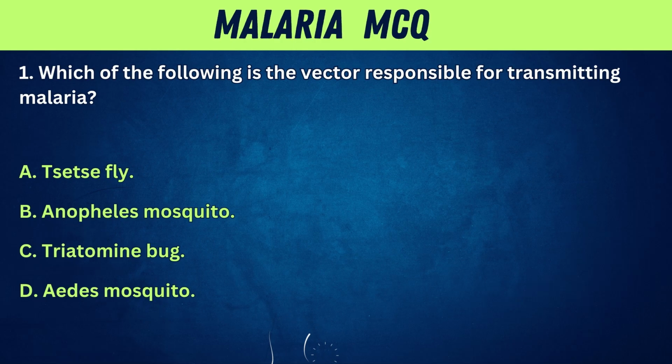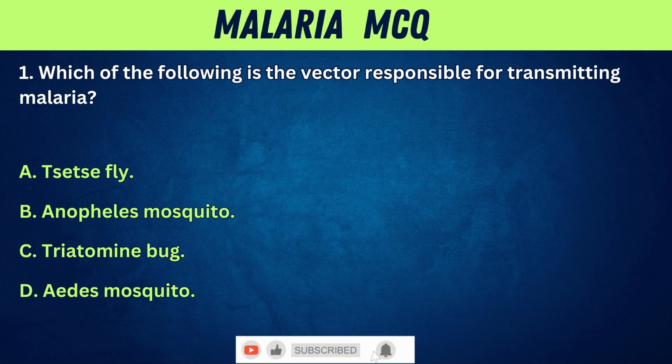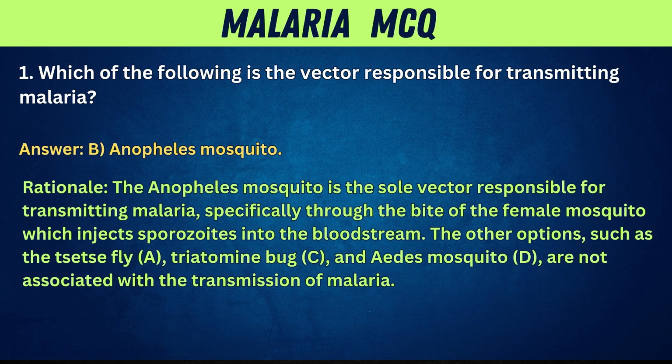1. Which of the following is the vector responsible for transmitting malaria? A. Tsetse fly. B. Anopheles mosquito. C. Triatomine bug. D. Aedes mosquito. Answer: B. Anopheles mosquito. Rationale: the Anopheles mosquito is the sole vector responsible for transmitting malaria, specifically through the bite of the female mosquito, which injects sporozoites into the bloodstream. The other options, such as the tsetse fly, A, triatomine bug, C, and Aedes mosquito, D, are not associated with the transmission of malaria.